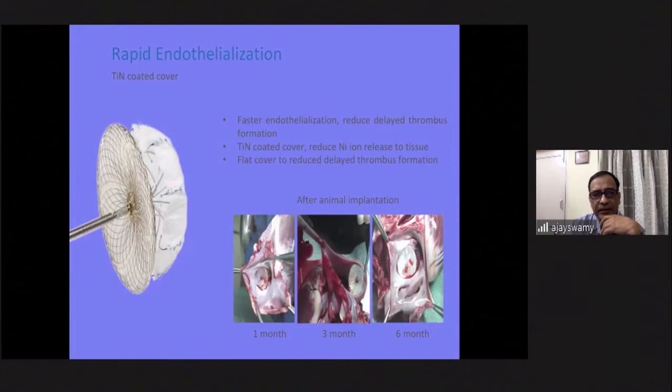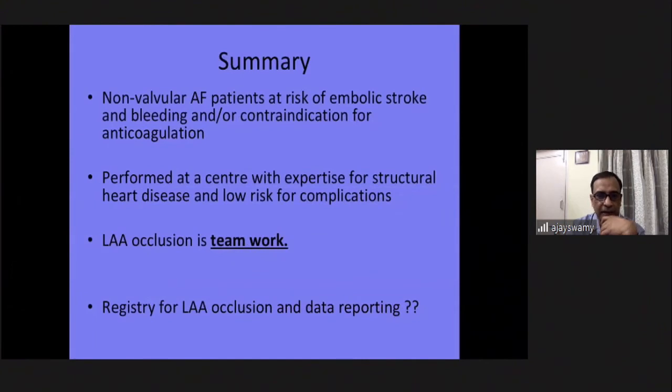It's also got a special point that it has a coated cover with a little faster endothelialization, and most of the time we just get away with dual antiplatelets for 45 days, for 6 weeks, and then continue on a single antiplatelet. In summary, basically this is a non-valvular AF patient at risk of embolic stroke who cannot or will not take anticoagulation, performed at a center with expertise for structural heart disease and low risk for complications. LA appendage occlusion, as has been repeatedly emphasized, is teamwork.